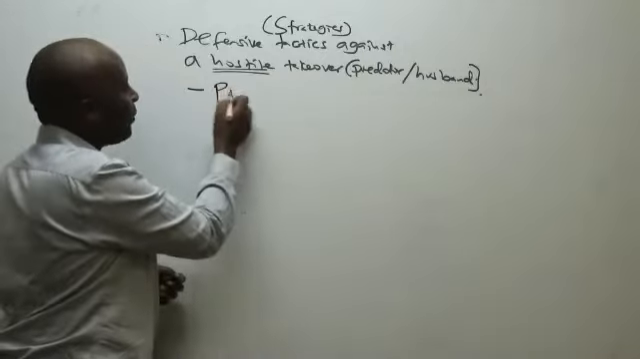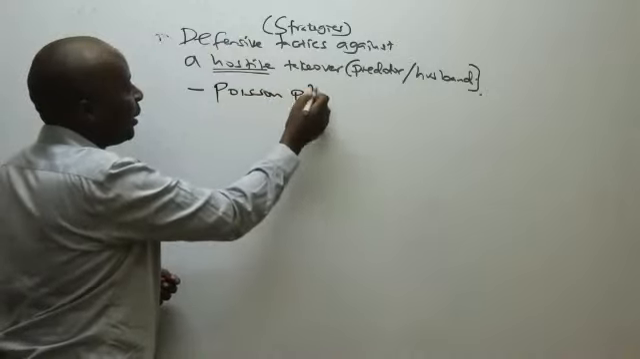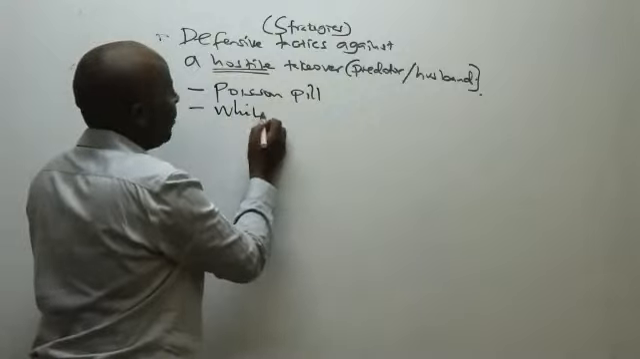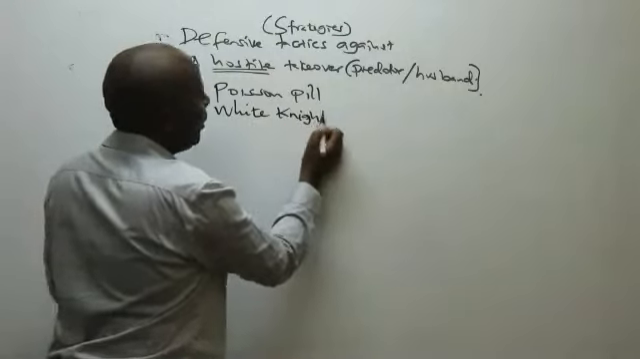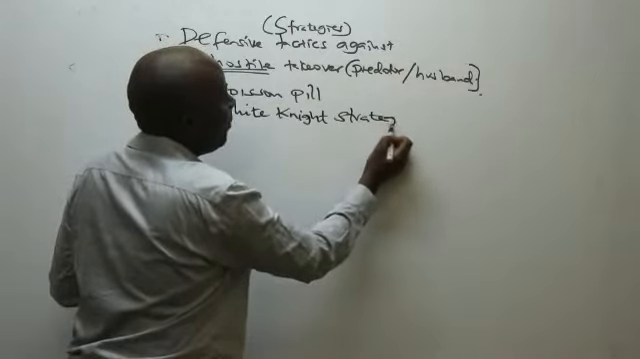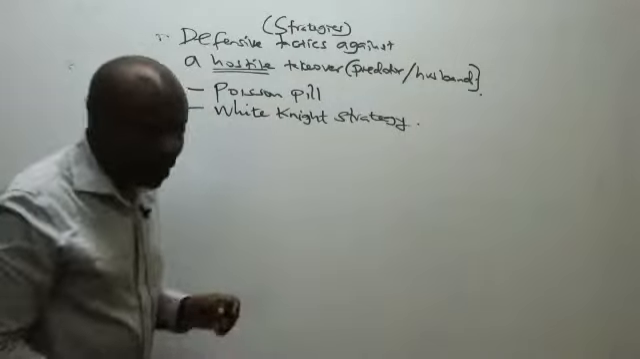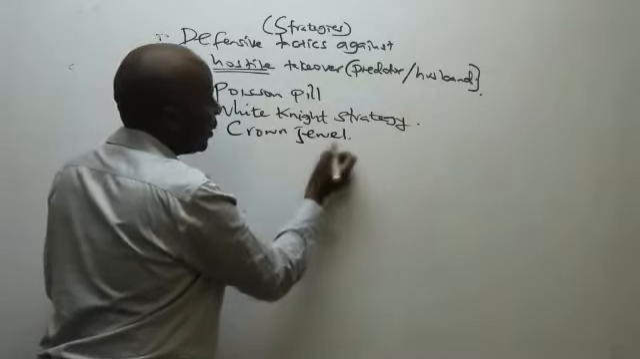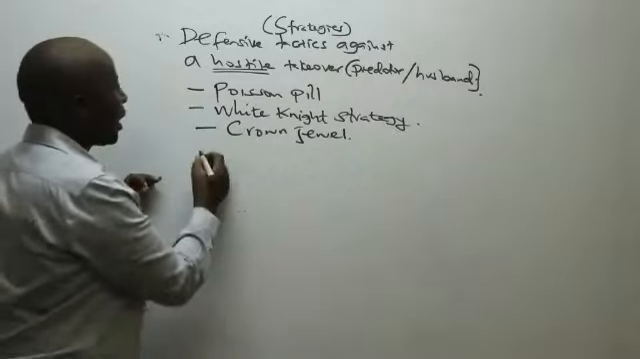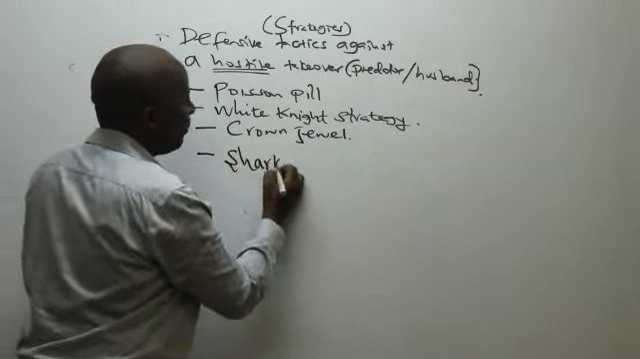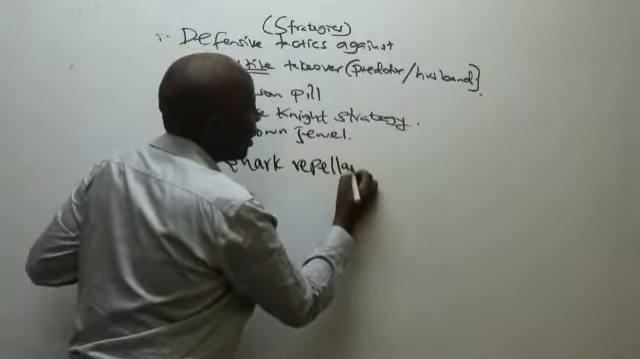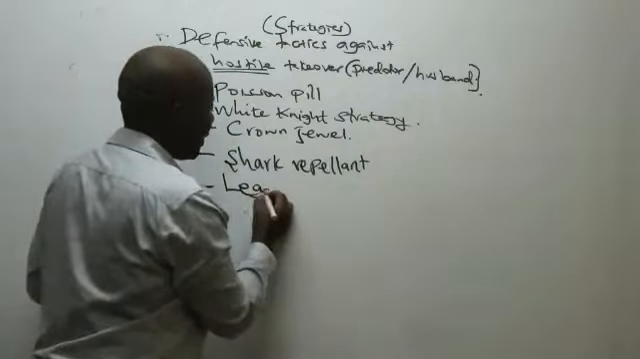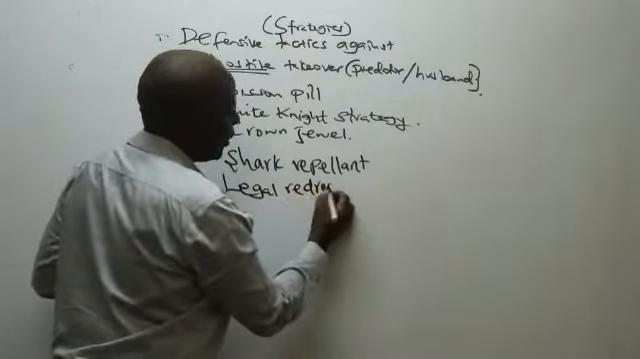I'll list all of them, like I've seen Poison Pill. Thank you very much. I've seen, ladies and gentlemen, White Knight Strategy. You guys are right. I've seen the Crown Jewel. I've seen the Shark Repellent. I only want six of them. Legal Redress.